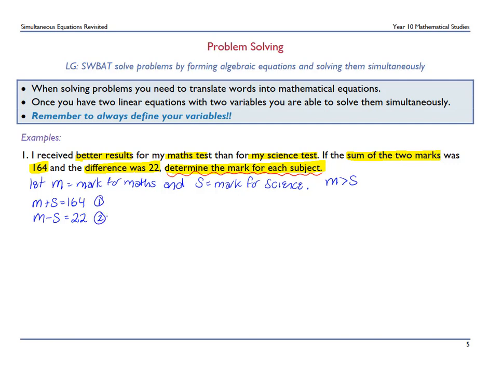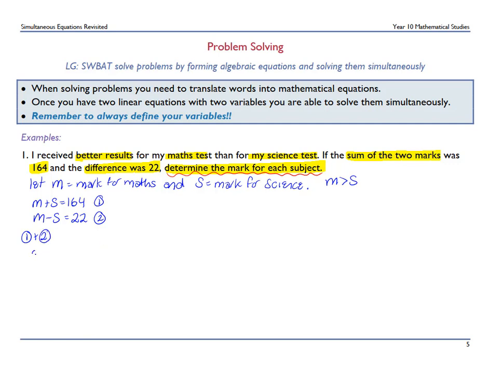Now you can solve these by substitution or elimination. So you could rearrange to get a variable on its own. I personally think you've already got an M on its own and an S on its own. Okay, so you could either subtract these equations to get an answer straight out, or you could add them. I've always found that students prefer to add rather than subtract. So I'm going to go equation 1 plus equation 2.